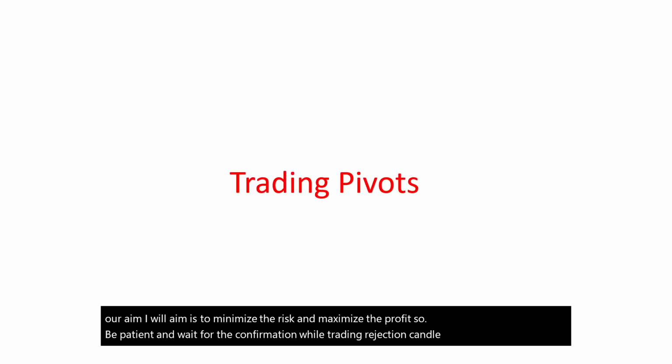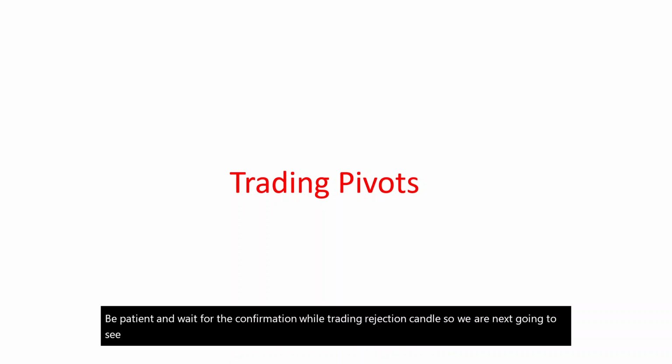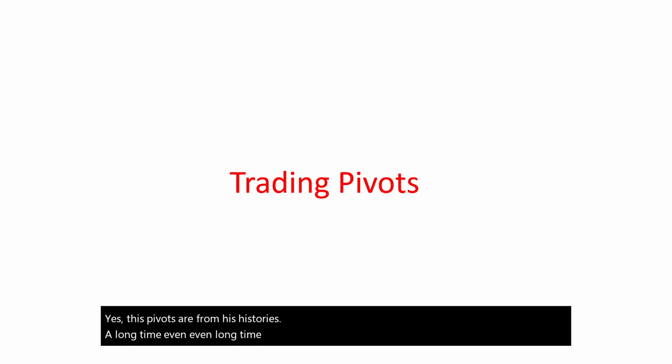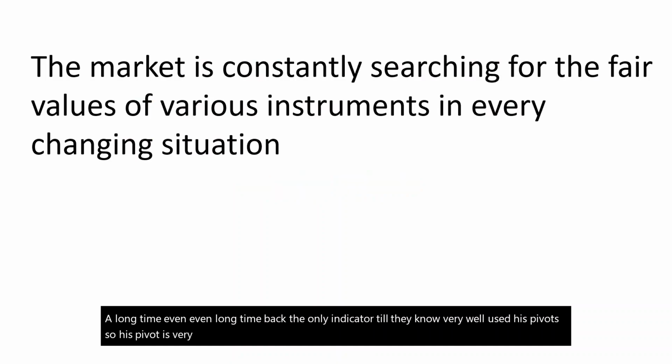Next, we are going to see one of the most important indicators in the history of the stock market. Yes, pivots are from history. A long time back, the only indicator, and till date very well used, is pivots. So the pivot is a very important indicator. So what do the pivots do?